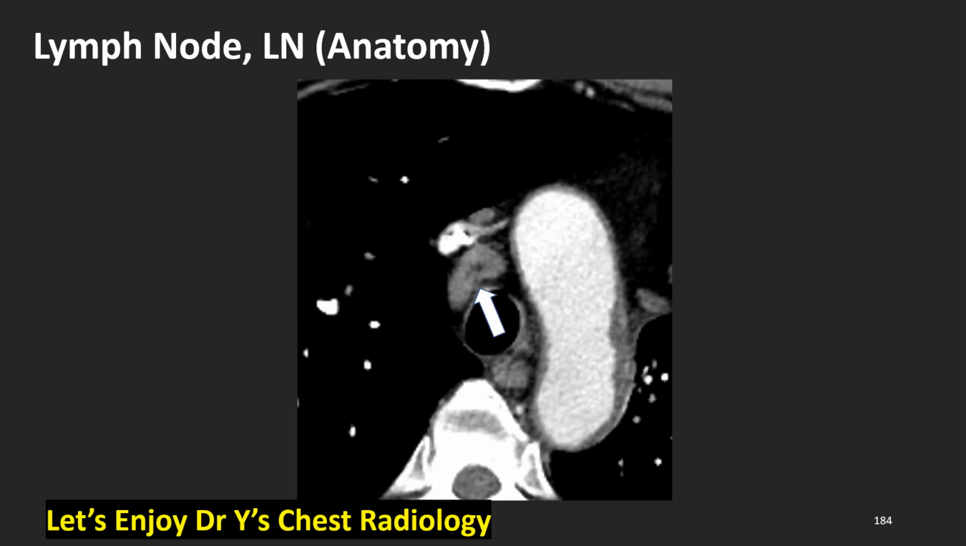Lymph node anatomy. Arrow indicates normal fatty hilum of paratracheal lymph node.